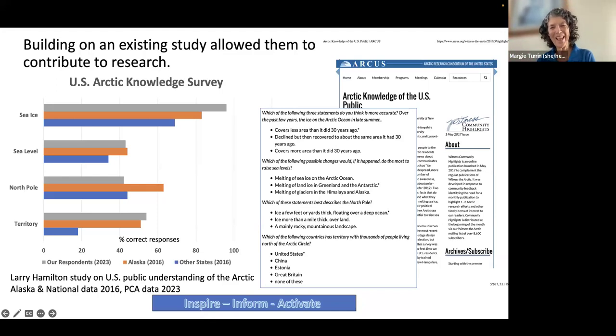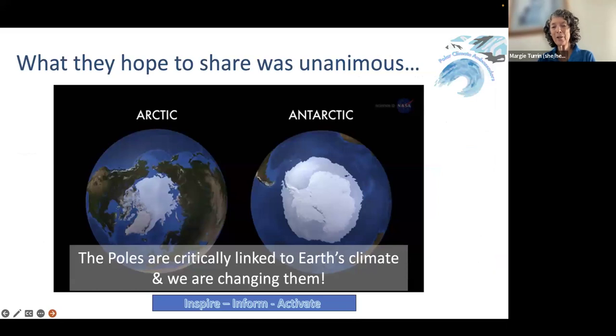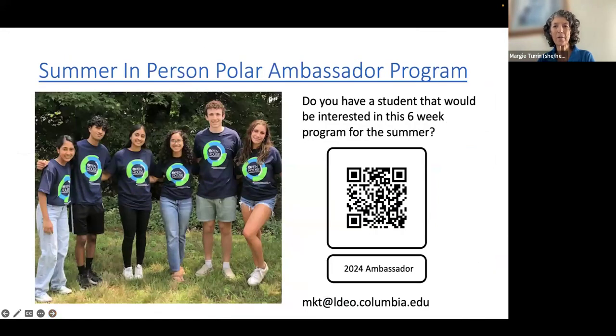That I told you already, this kind of misconception of the fact that the North Pole is actually sitting in an ocean. The only people that were better at that, even they were not all that great, was say Alaska Natives. And then the fact that the US actually has territory in the Arctic, we've certainly improved in terms of the lower 48. So that was kind of a fun thing to do. And of course, the biggest takeaway they all wanted to share was that the poles are so critically linked to Earth's climate and that we're changing them.